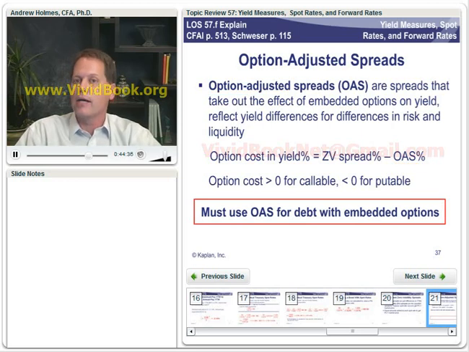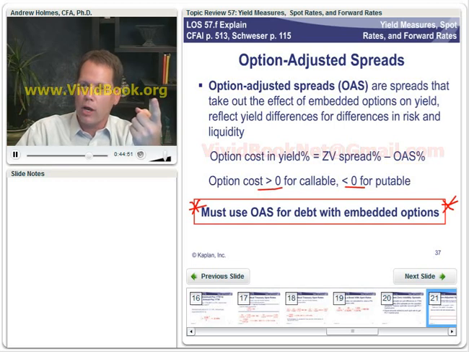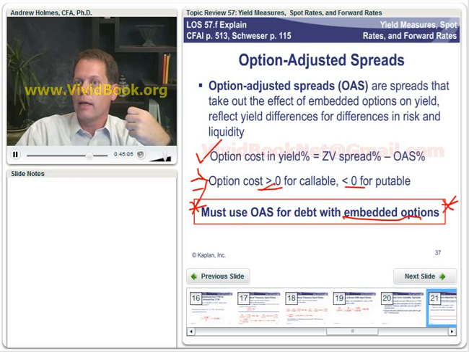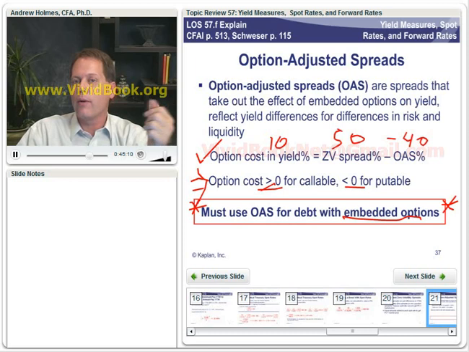The option cost is greater than 0 for callables and less than 0 for puttables. And make sure you know this, and we'll talk about why at level 2: you have to use the OAS if you have a bond that has embedded options. So call it the ORS in your mind. Keep in mind what we mean by option cost. If the option cost is greater than 0, then it's callable. So that was 10, 50 minus 40. That means the call feature has eaten away some of your yield. If you do it the other way, then it's adding to your yield.